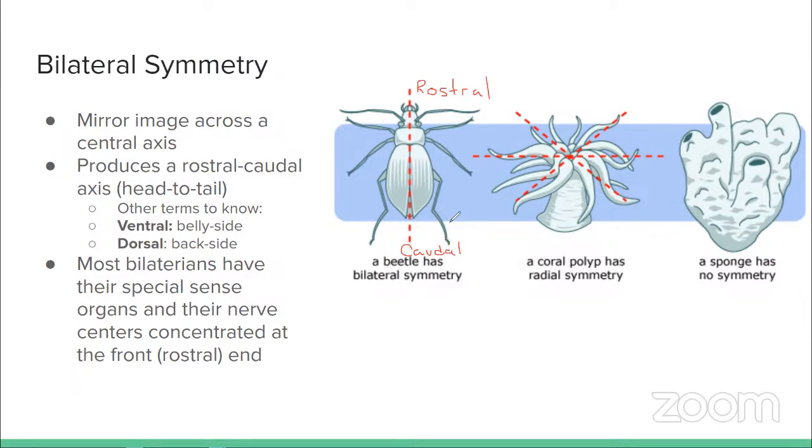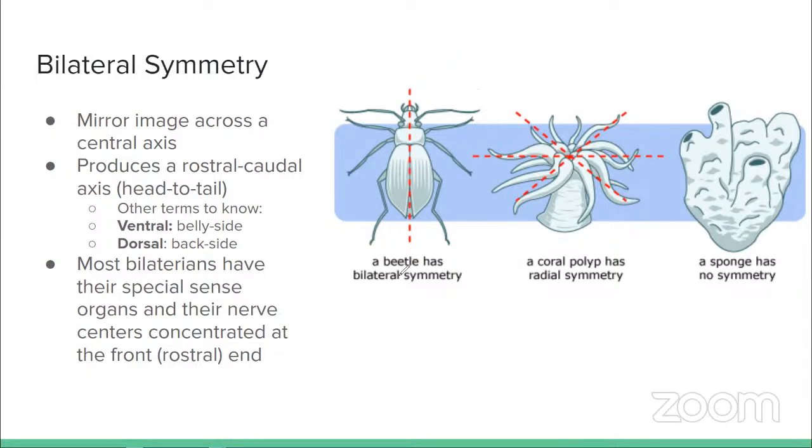And other terms to know about, like how we're describing where stuff is on an animal. We have two other terms, ventral and dorsal, that you'll commonly see. Ventral refers to the belly side of the organism, basically. So your ventral side would be the front of your body, where your face and your belly are facing. The dorsal side, like the dorsal fin on a shark, the dorsal side is the back.